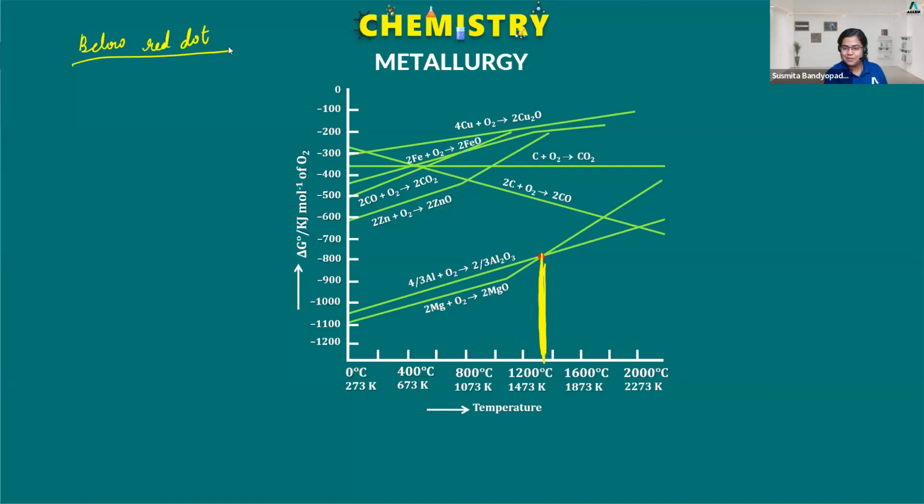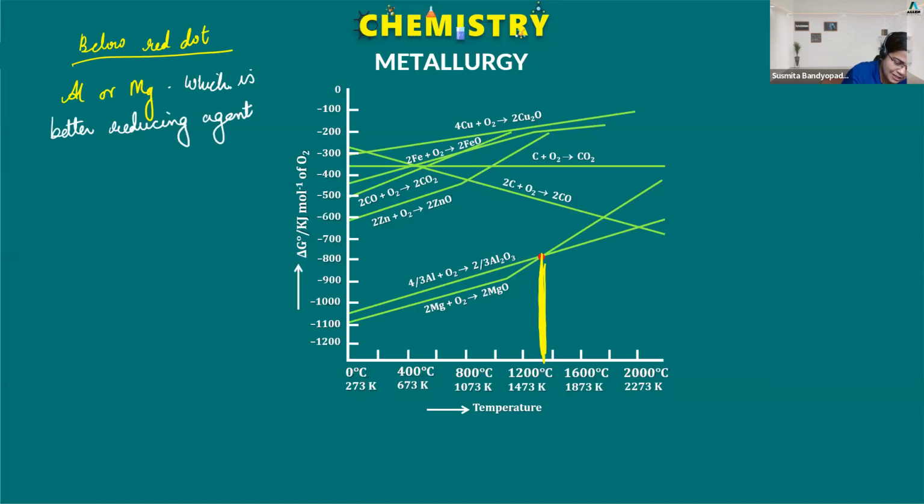So exactly, since I don't remember that value, below the red dot, which is the stronger reducing agent, Al or Mg? Which is the better reducing agent? Let's see. Okay, answer another question. Which oxide is more stable? So below the red dot, MgO is more stable than Al2O3. That you have to agree, it's clearly given here.